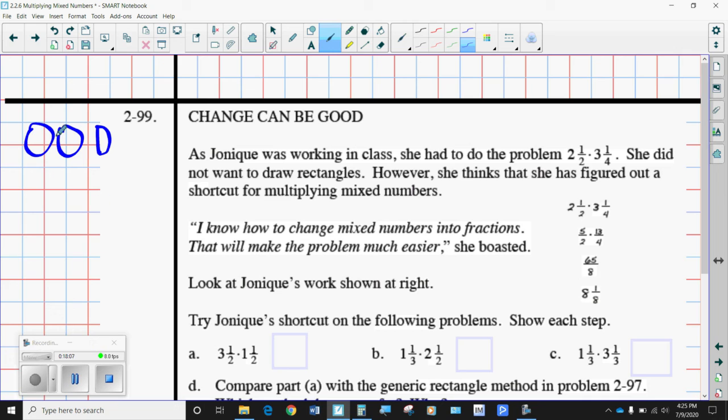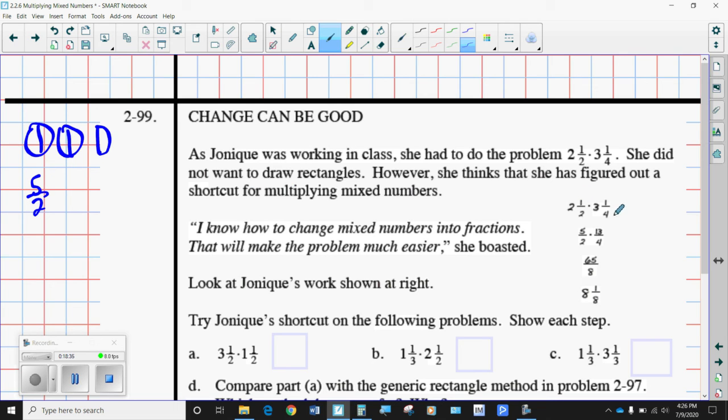And if I cut them all into halves, how many total halves do we have? 1, 2, 3, 4, 5 halves. So when we convert from a mixed number to an improper fraction, you multiply your denominator, which is what we're counting, right? We're counting halves here. And you multiply it times the whole number. So how many total? There's two there, there's two there. There's a total of 4 halves plus the one extra makes 5 halves.